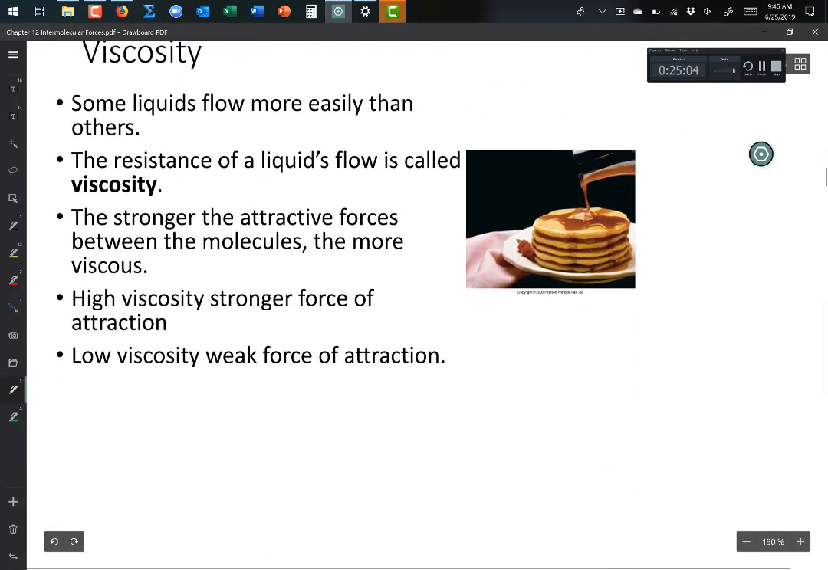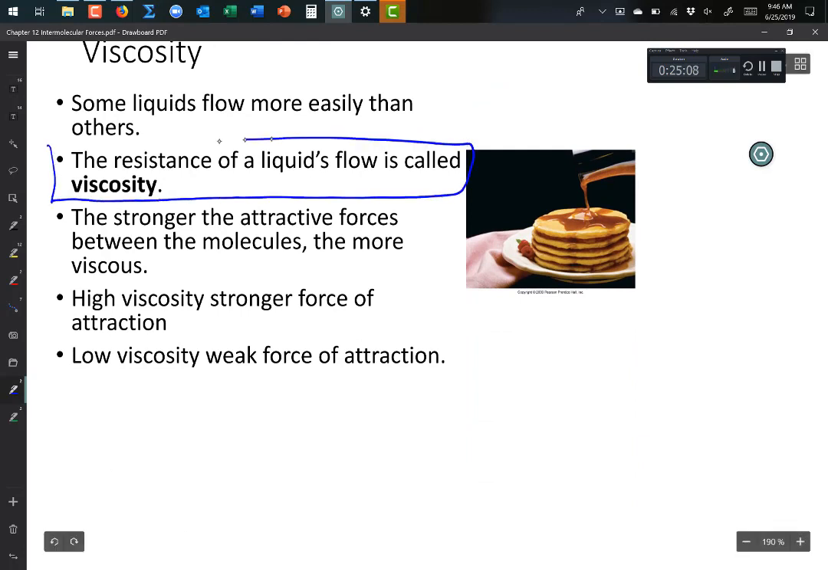Viscosity. Viscosity's definition is a little bit easier to understand. It's called the resistance to flow. Classic example is pancake syrup. Pancake syrup, motor oils, those are all viscous.